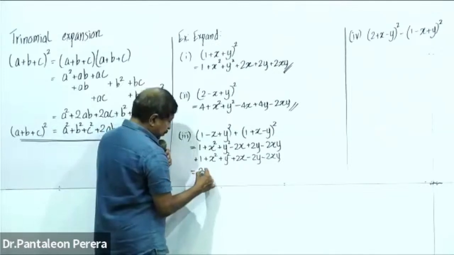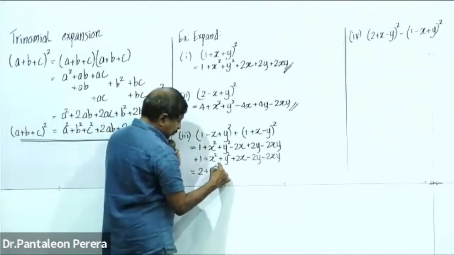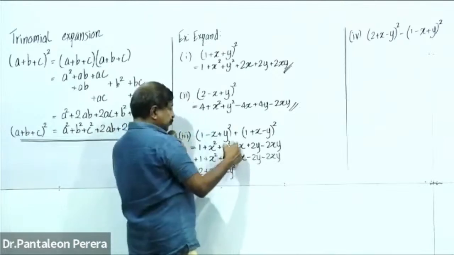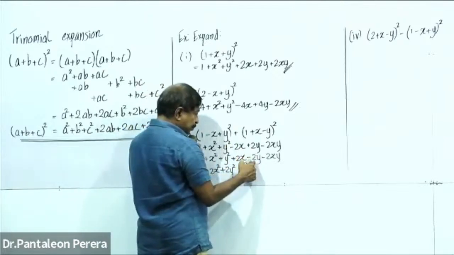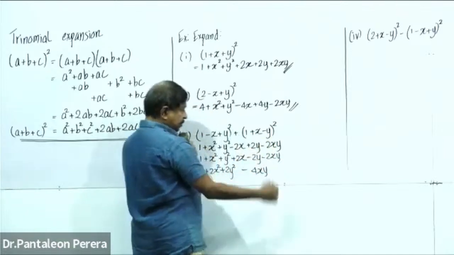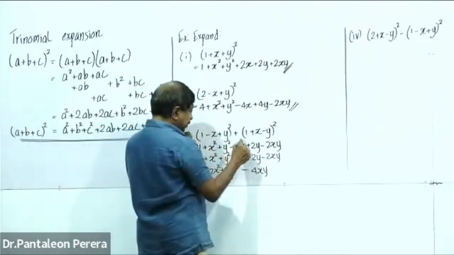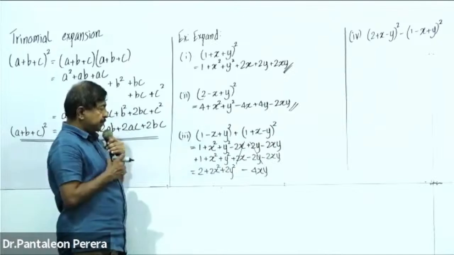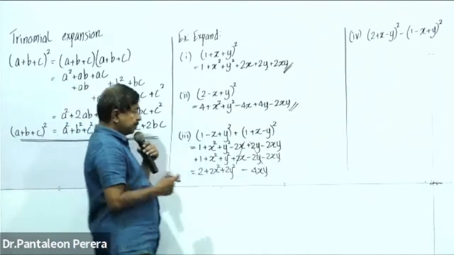So when you add them, you get 2x squared, 2y squared. These two will be 0, 0. This is minus 4xy. These two will go away. So that's the final answer.